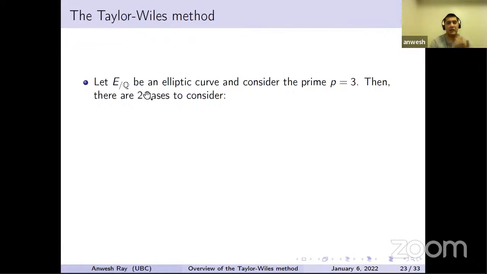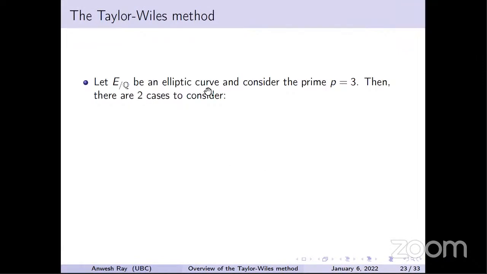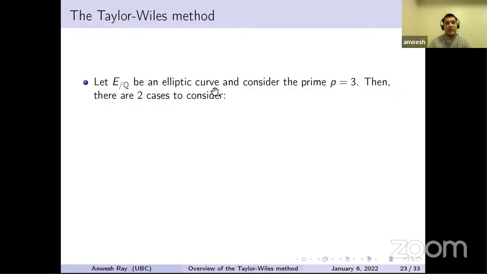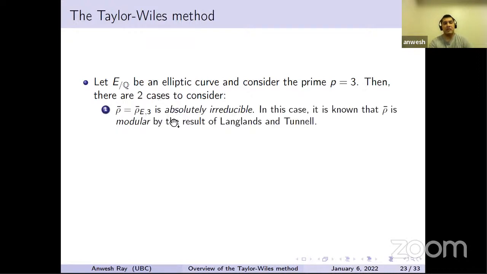Okay, so what does the Taylor-Wiles method do here? First up, we have an elliptic curve over Q, and then we want to pick a prime number P. Of course, we don't want to pick P equals 2, so let's pick P equals 3. Now there are two cases to consider. Either the residual representation at 3 is absolutely irreducible, meaning it's irreducible after passing to the algebraic closure of F_p bar. In this case, it is known that rho bar actually arises from a modular form, so it lifts to something coming from a modular form. This is a result of Langlands and Tunnell.